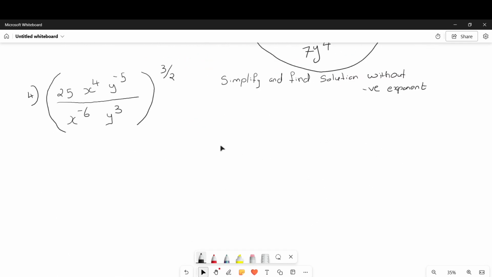Okay, so what's the next thing? Simplify and find a solution without negative exponent, the same condition. This is a little more complicated. First we will simplify the terms inside the bracket. So just move one by one. 25 here. When we have a number like 25, it's a perfect square. Try to write it like this: 5 square. Right, 5 square is 25.